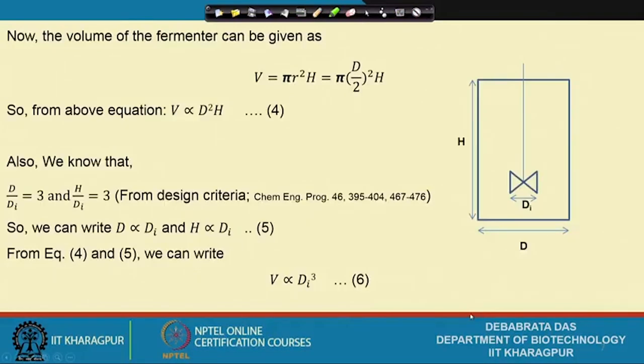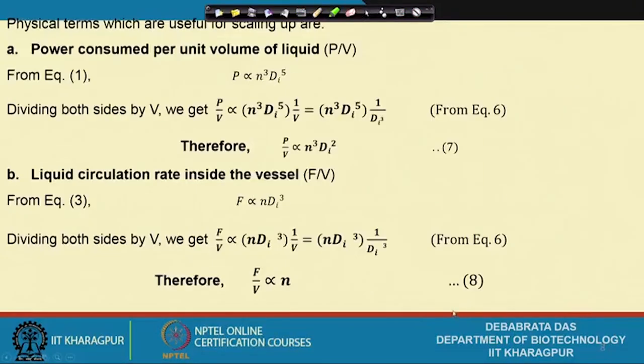Now, this I have already shown you. I don't like to discuss it again: this is equal to di cubed, and this is v equal to di cubed, that I have already shown you. Here I also showed you how the P by V ratio is this.